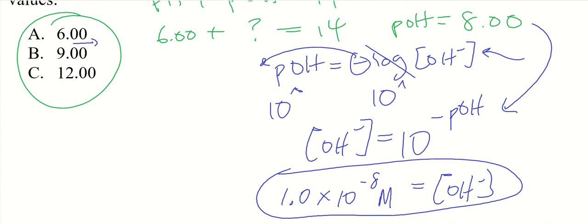Move on to B, same way. So pH is 9, all right? So what plus 9 is going to give you 14, or 14 minus 9 will give you what? That's going to give you the pOH. pH plus pOH equals 14. So this must be 5.